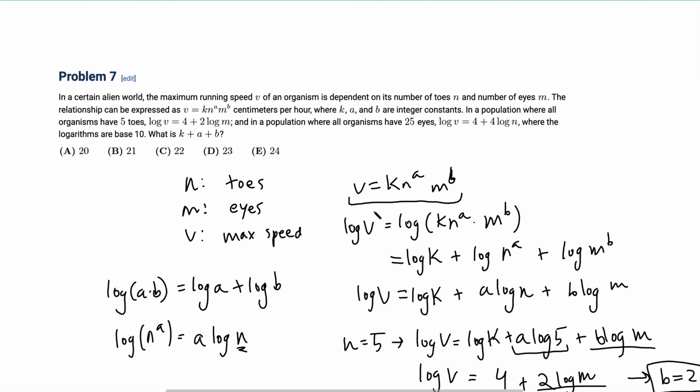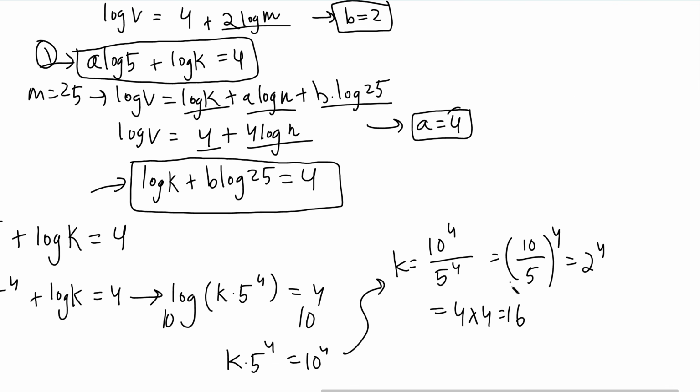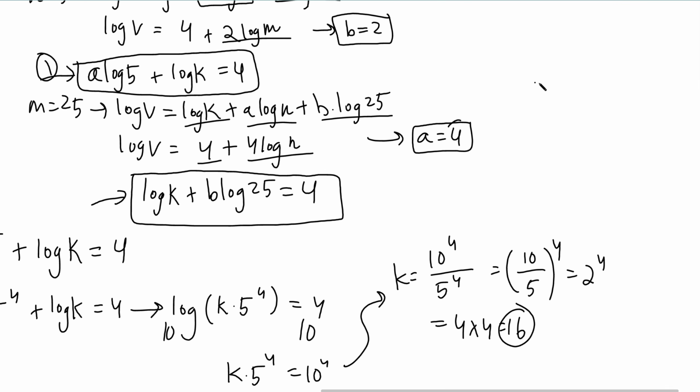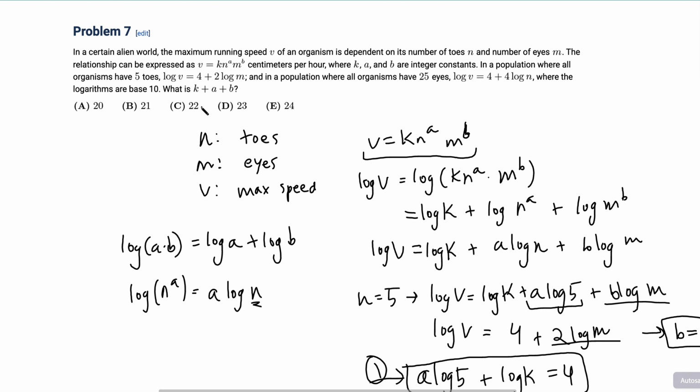And we are trying to find what k plus a plus b is. Well, k is equal to 16, a is 4, b is 2, 16 plus 6 is 22. So your final answer should be answer choice C.